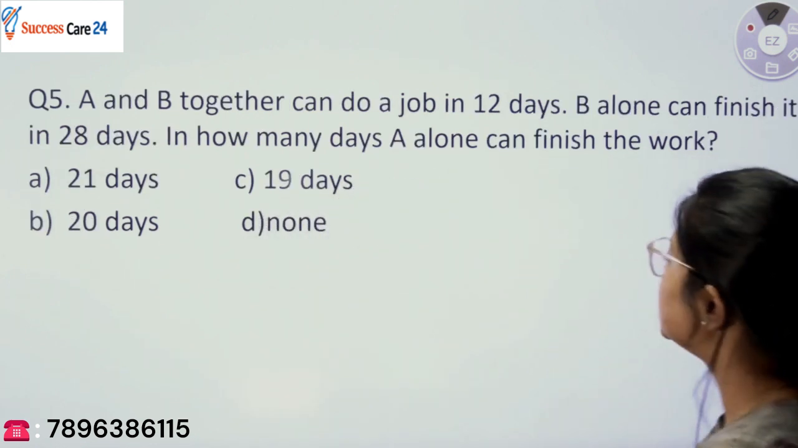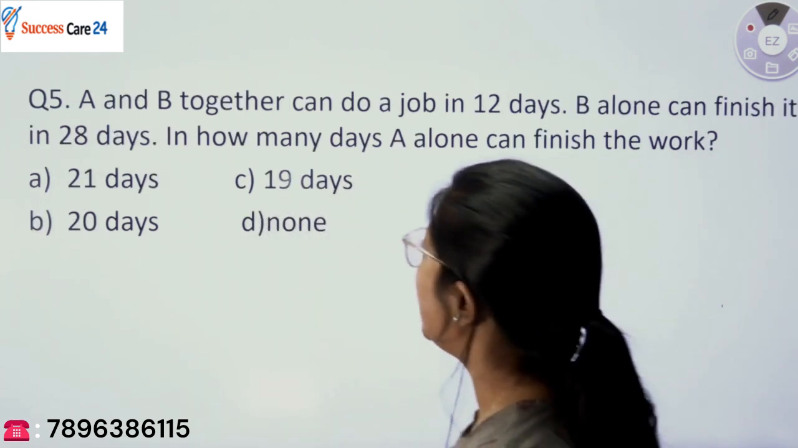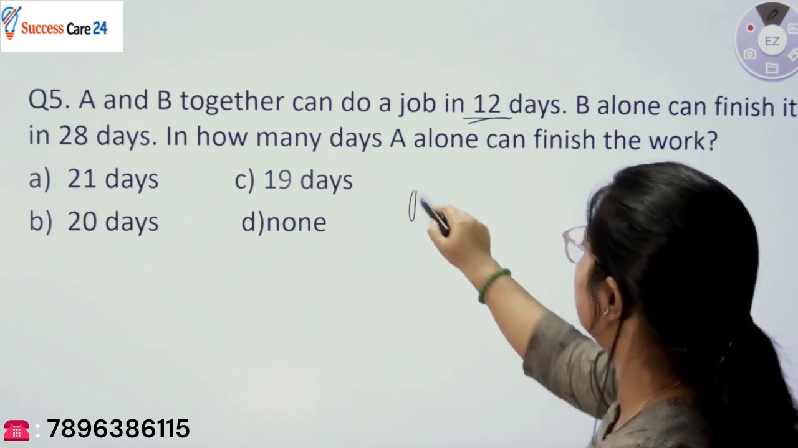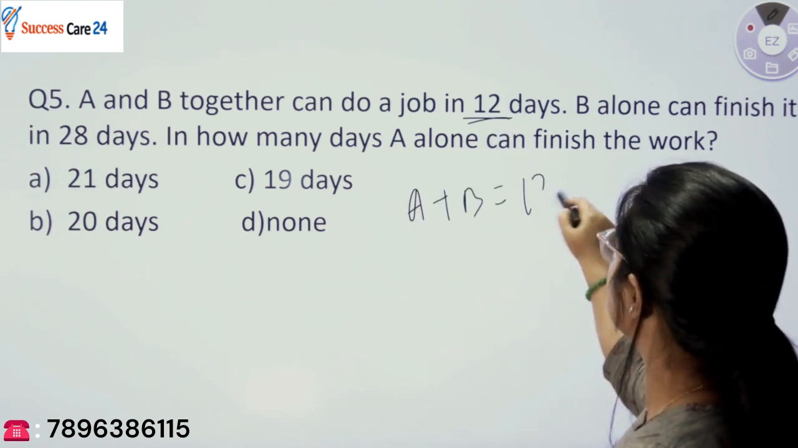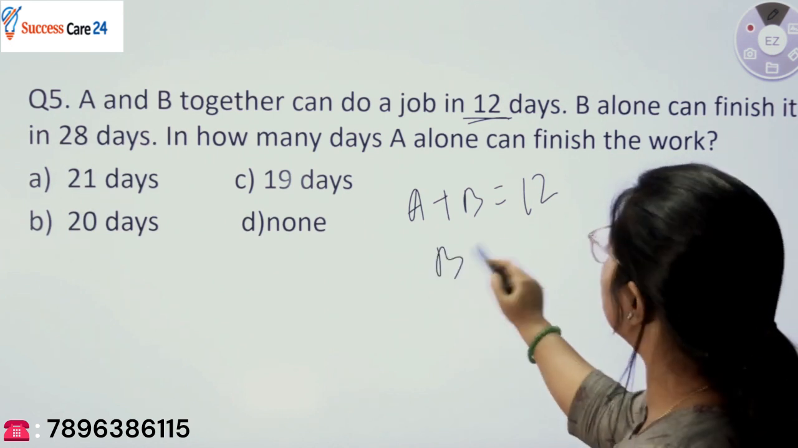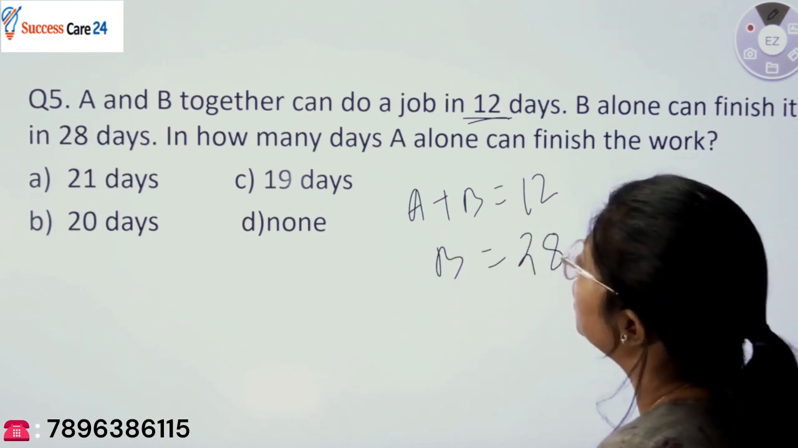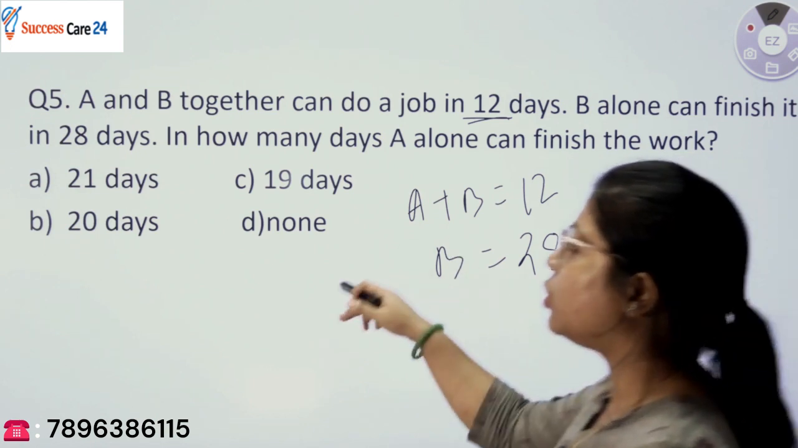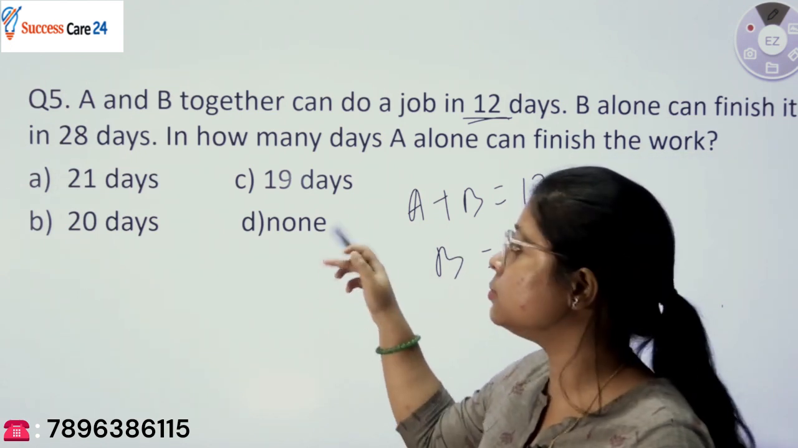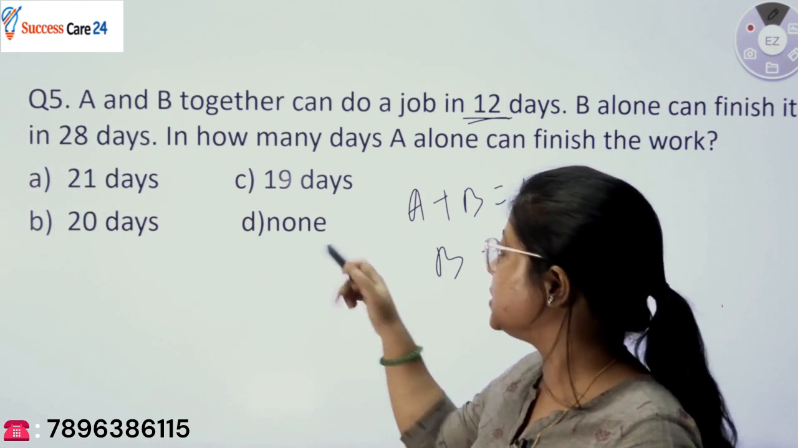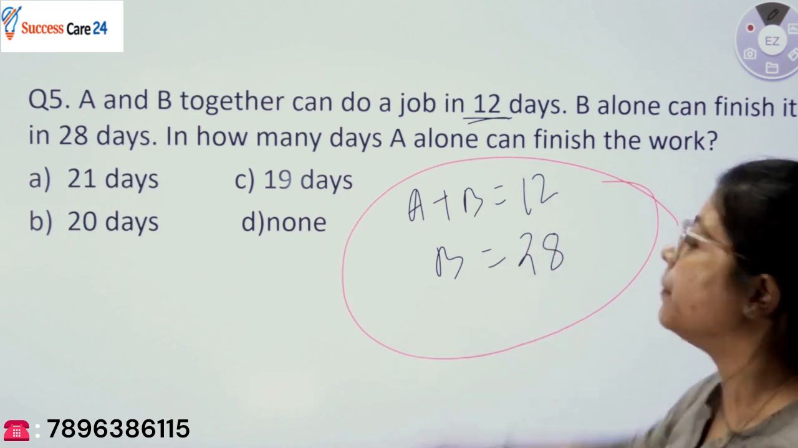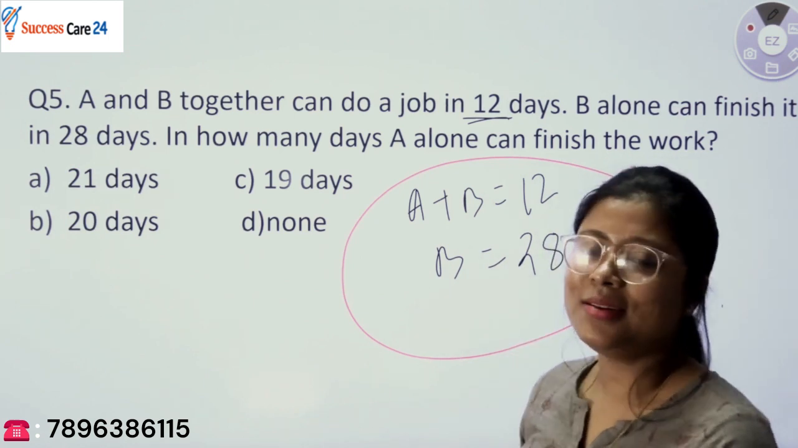So here question number 5 is given as: A and B together can do a job in 12 days, so A plus B together do that job in 12 days, and B alone does it in 28 days. In how many days can A alone finish the work? I've already taught you this type of question, isn't it? Question number 2 I guess was of this type. So you solve this question by yourself and answer me in the comment box.